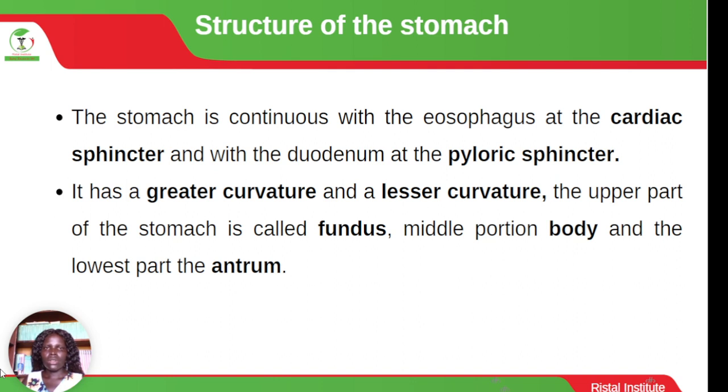Let's look at the structure of the stomach. The stomach is continuous with the esophagus at the cardiac sphincter and the duodenum at the pyloric sphincter. So the cardiac sphincter separates the stomach from the esophagus and the pyloric sphincter separates the stomach from the duodenum, to make sure that these contents do not mix. It has a greater curvature and a lesser curvature. The upper part of the stomach is called the fundus, the middle portion the body, and the lowest part the antrum.